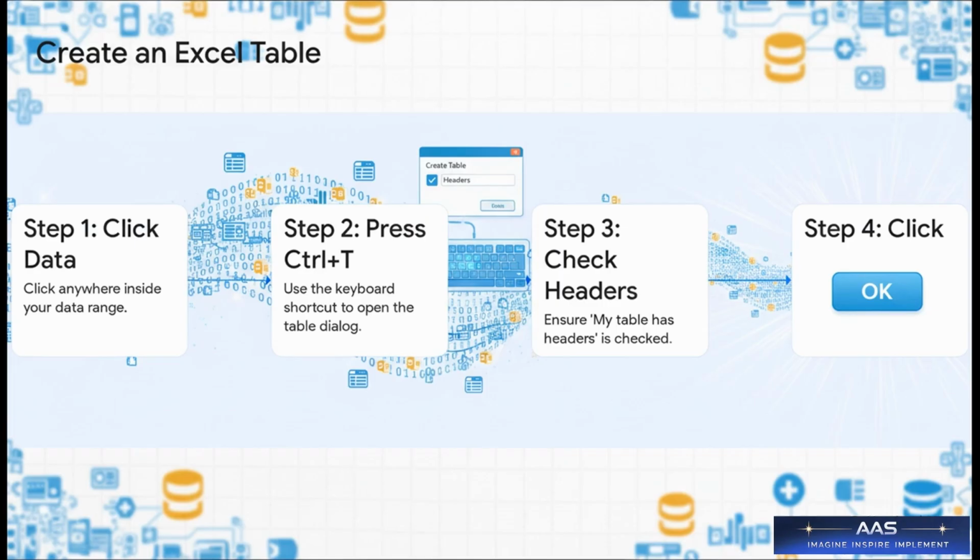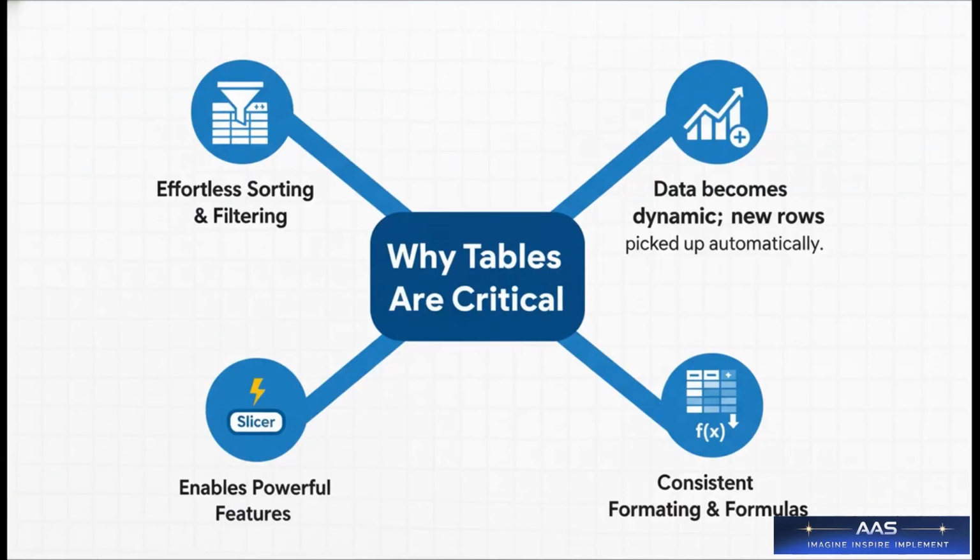Just click anywhere inside your data range and hit that magic shortcut on your keyboard, Ctrl+T. This little box will pop up. You just make sure that my table has headers is checked, click OK, and boom. You've just transformed a dumb, static range of cells into a dynamic, intelligent object. So, why was that tiny step so critical? Because an Excel table is an absolute game changer. The second you add new data to it, everything that's connected to it updates automatically. Your charts, your summaries, no more broken formulas or outdated visuals.